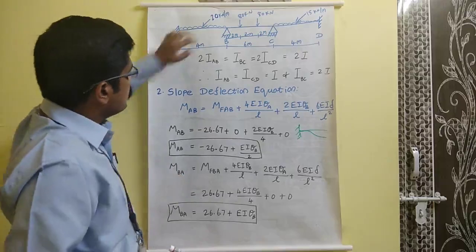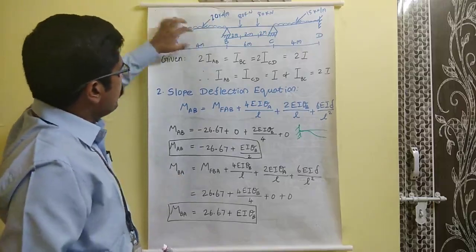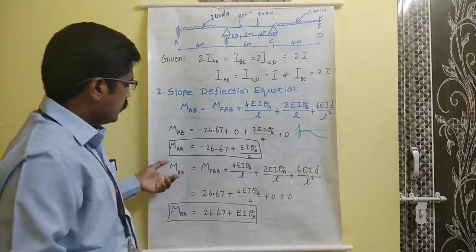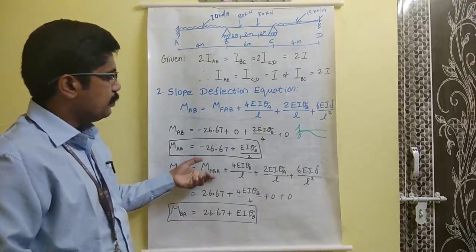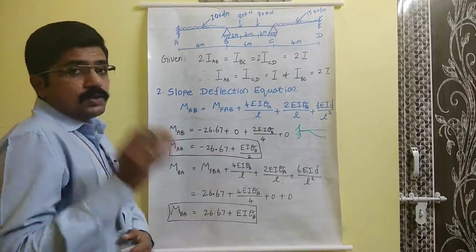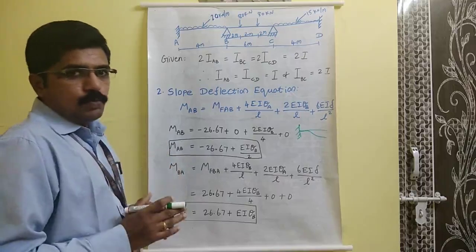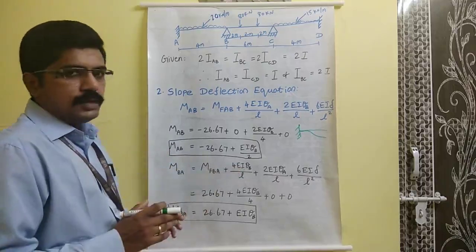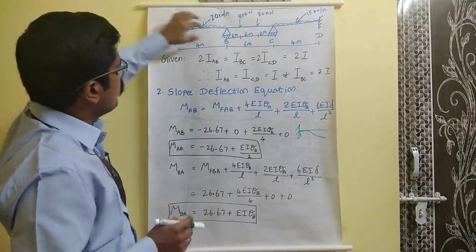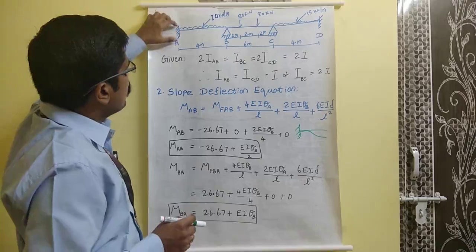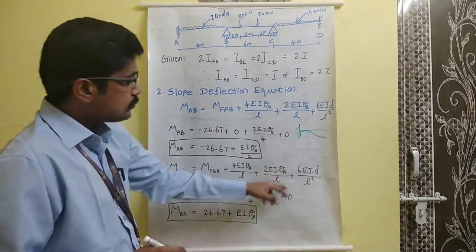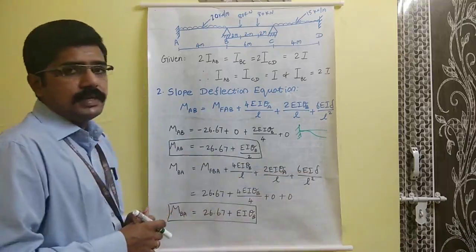Next we take BA, that is, in member AB we have two moments, one at A and one at B. So we go for MBA: MBA equal to M of BA plus 4EI theta B by L. Remember, at the point where we are calculating the moment, we have 4 times EI theta B by L, and at the other end we have half of that impact, that is 2EI theta A by L, plus 6EI delta divided by L square.